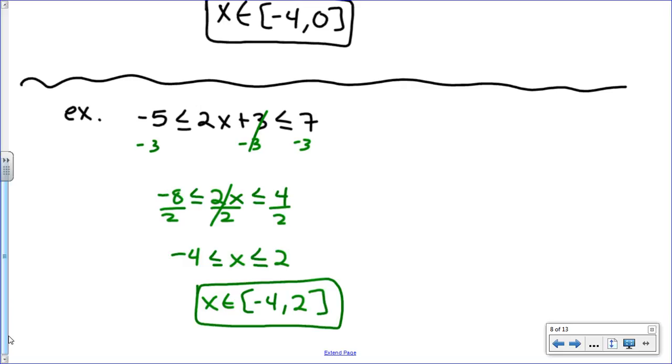If we were graphing that, so when you graph, you always read from your variable. x is greater than or equal to negative 4, so that's right of negative 4, but it's and less than or equal to 2, so that's left. So they overlap right here. Both have brackets. Okay? Questions about that one?